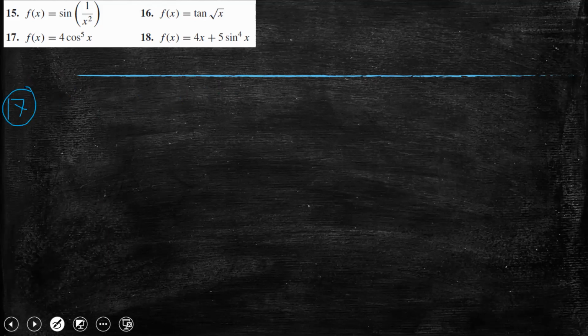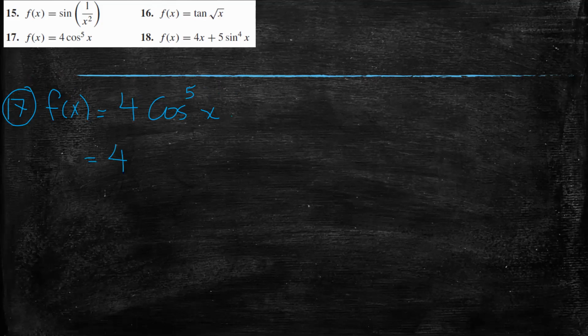In 17 here, we have f of x equals 4 cosine raised to the power 5 of x. Look here. We have 4 cosine raised to the power 5 of x. So this function is like 4 times cosine x, and then cosine x raised to the power 5. I can write it like this: it's like 4 times u raised to the power 5.